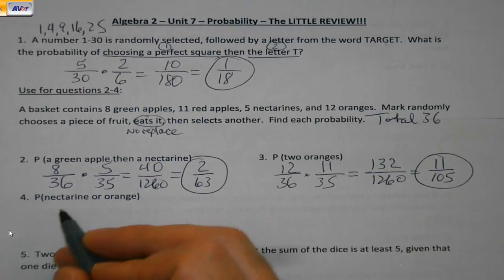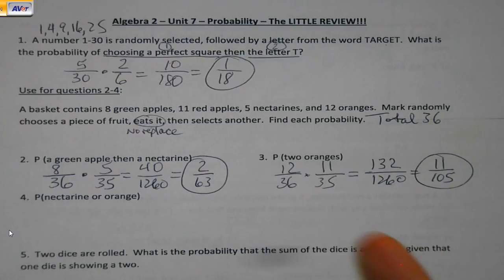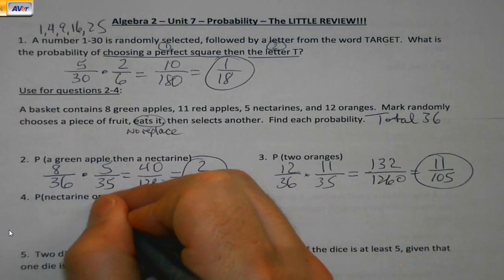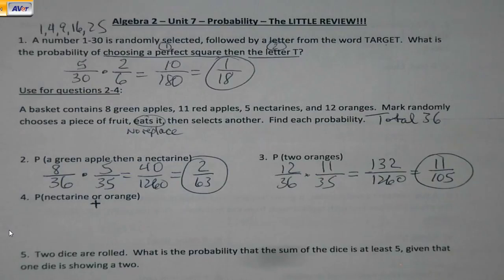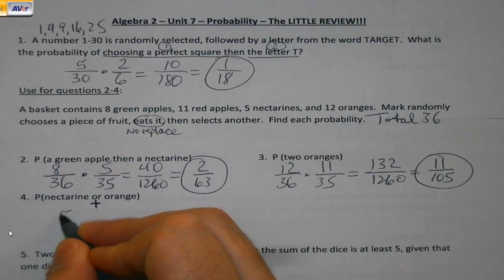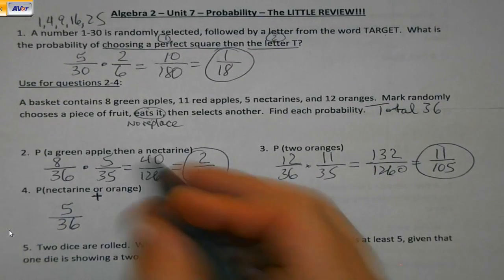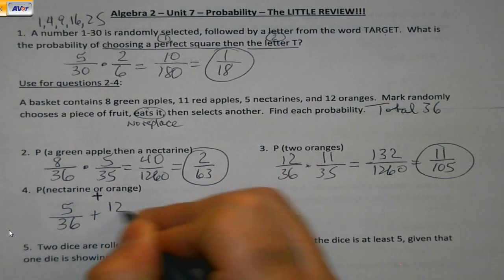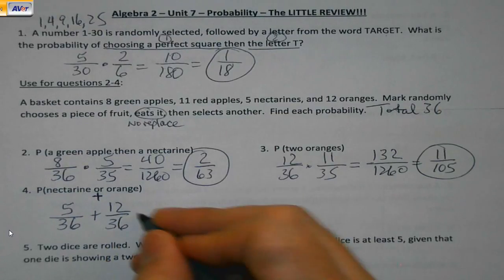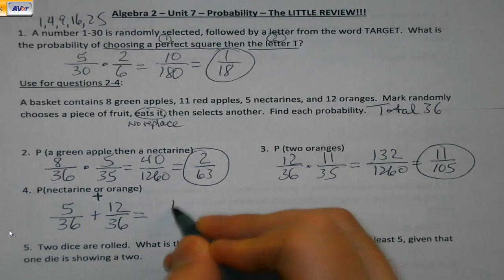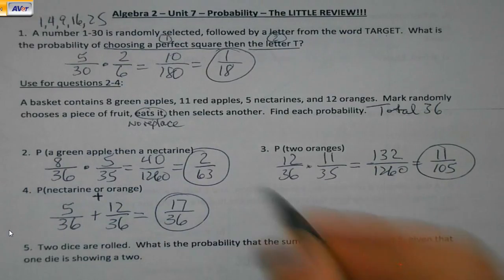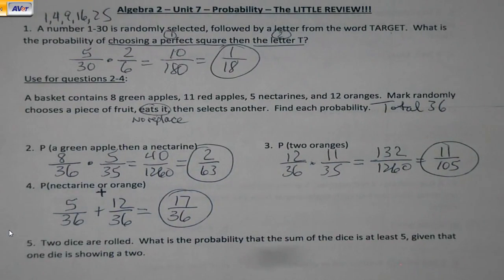Then finally, the probability of a nectarine or an orange. Now we talked a little bit about this too recently. Or means when I'm adding the probabilities together, not multiplying them. So here, probability of a nectarine would be 5 out of 36. Okay, or an orange, not and. So it's not like one of them was eaten. So then I just take my orange, and lucky me, there's a common denominator, so I don't have to mess with this. And I just add those numerators up. And I'm ready to go. Okay, so words make a big difference.